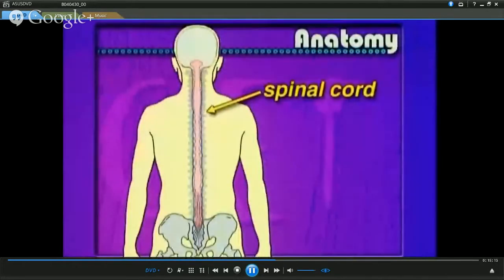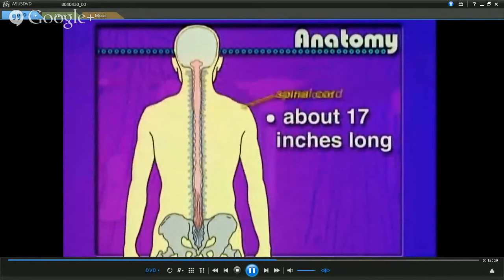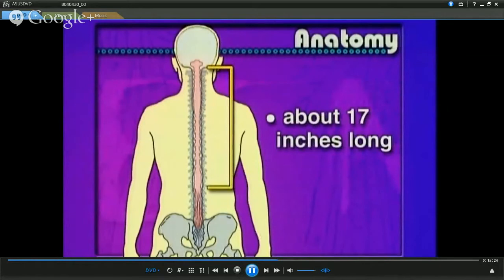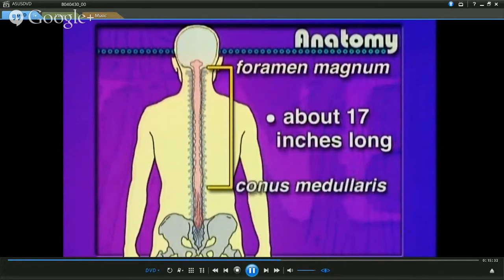The spinal cord runs through the trunk of your body. It's about 17 inches long and runs from the large opening at the base of your skull all the way down to the first lumbar vertebra. For those of you who love names, the skull opening is called the foramen magnum, and the end of the spinal cord is called the conus medullaris.